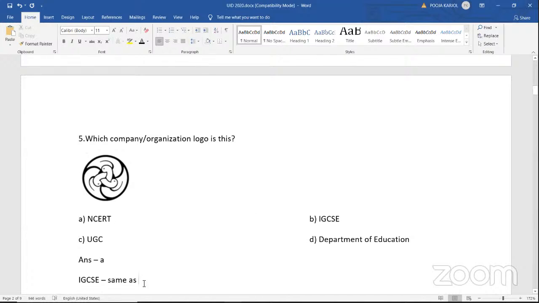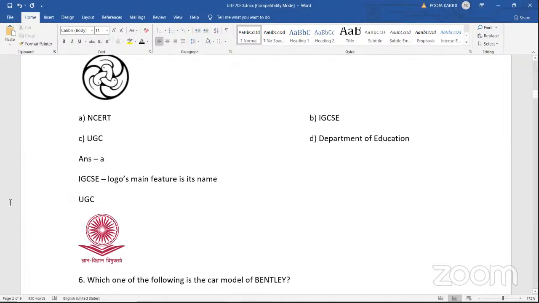Now, this is NCERT, over. IGCSE: the logo has the name on it. The logo's main feature is its name itself. UGC is this. Gyan Vigyan Vimukta. What is the UGC full form? University Grants Commission. Now, what about Department of Education?